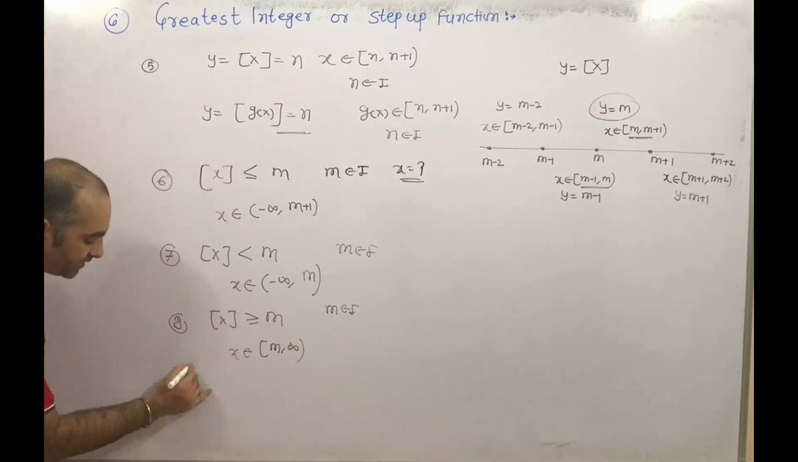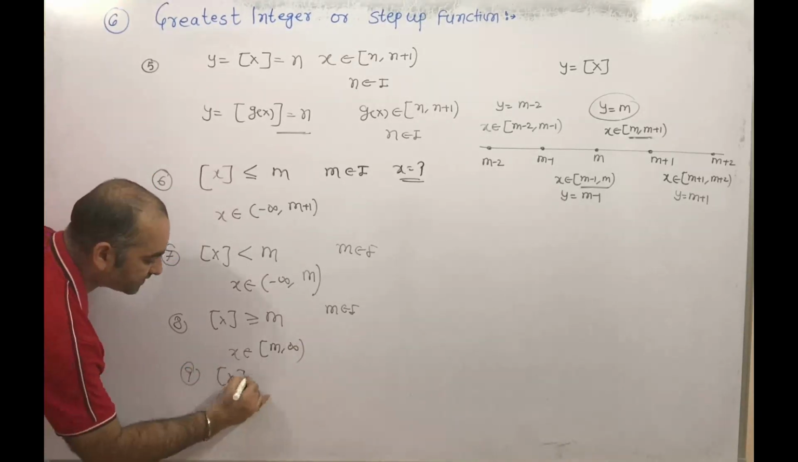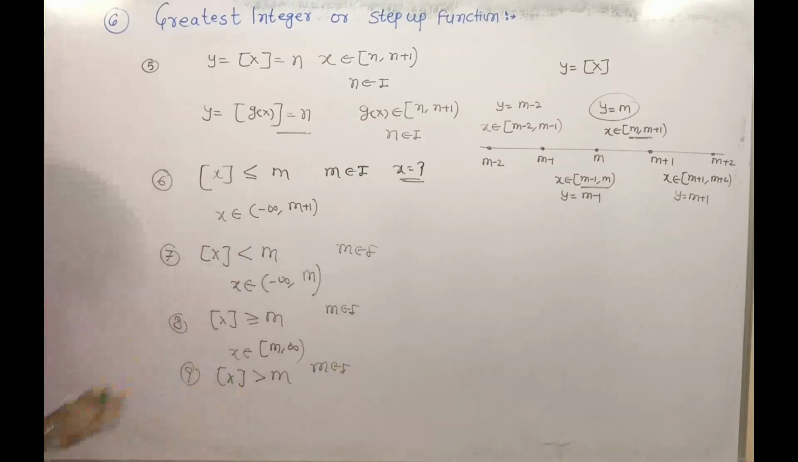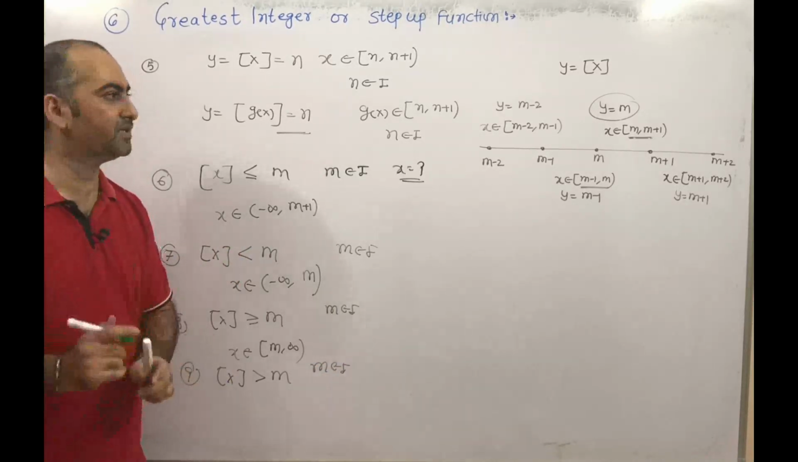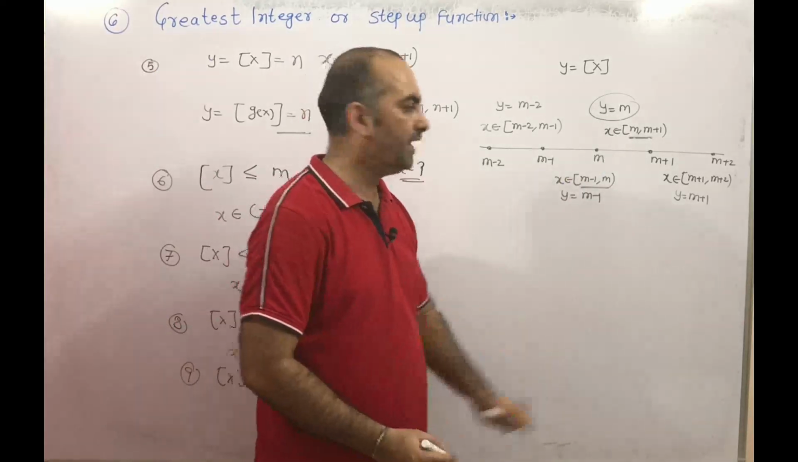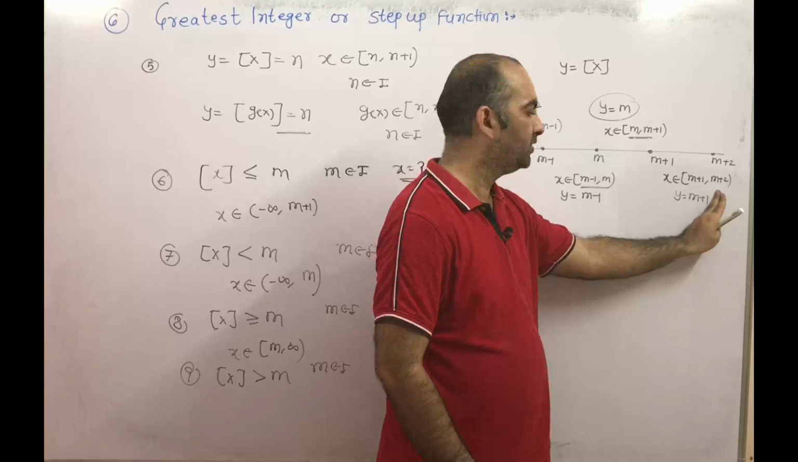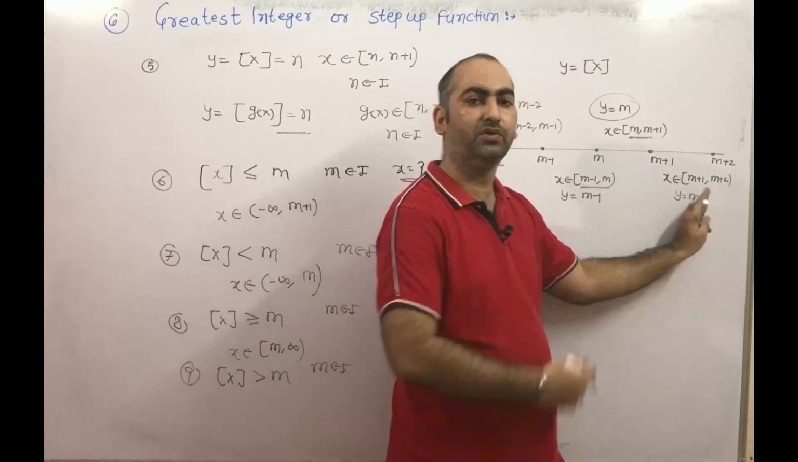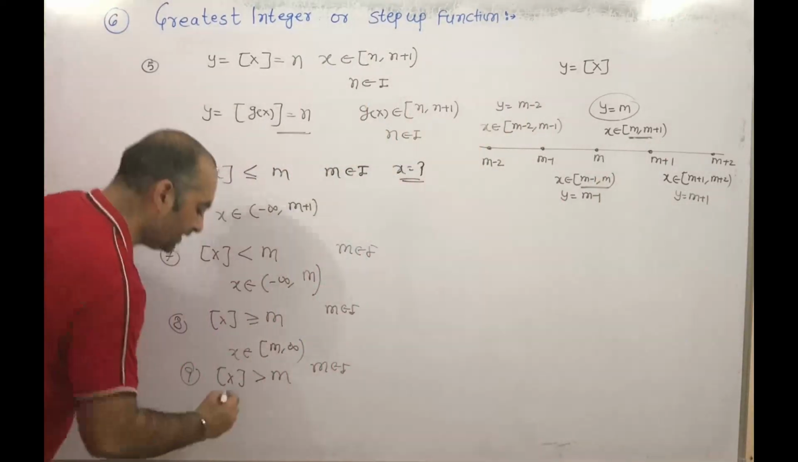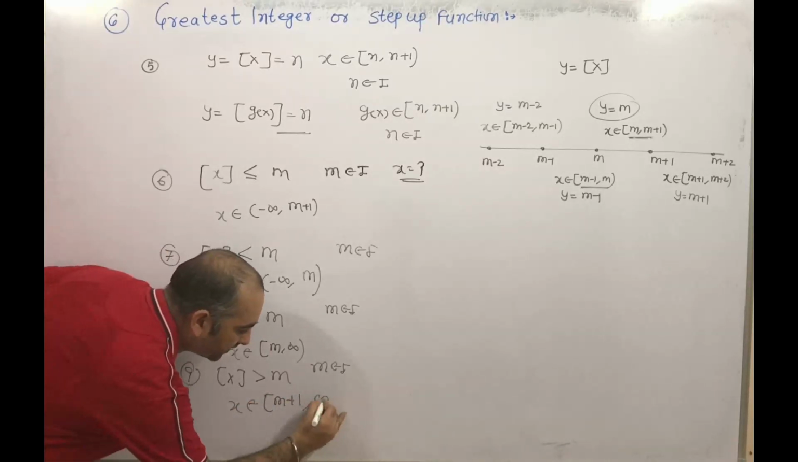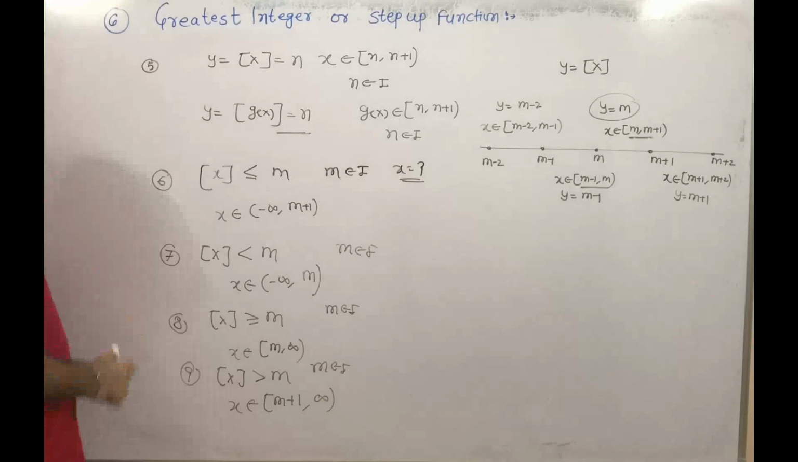Ninth: if we want greatest integer of x only greater than m, where m belongs to integer, that means we don't want m. We want m plus 1, m plus 2, m plus 3, so the minimum interval will be the closed interval m plus 1 to infinity. In this case, x belongs to the closed interval m plus 1 to infinity. So these are the properties we have to remember.